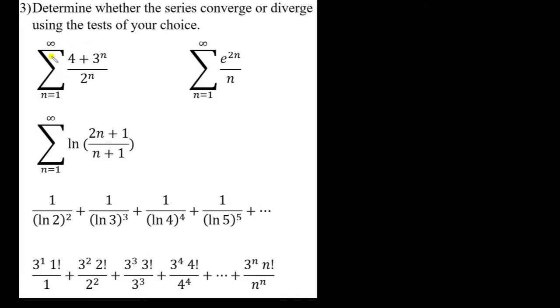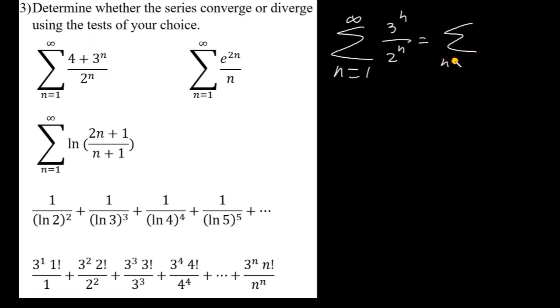So in this first question, we have the sum from n equals 1 to infinity of (4 plus 3 to the n) over 2 to the n. So to me, this looks very similar to just 3 to the n over 2 to the n, so I'm going to compare it to that and maybe use one of the two comparison tests. So we're going to be summing from n equals 1 to infinity of 3 to the n over 2 to the n. This is what I'm comparing it to. I'm comparing this series to this one.